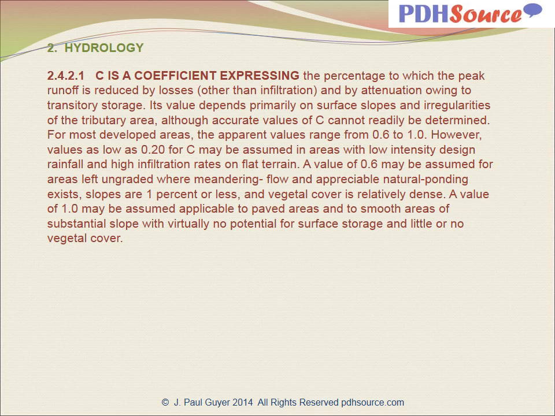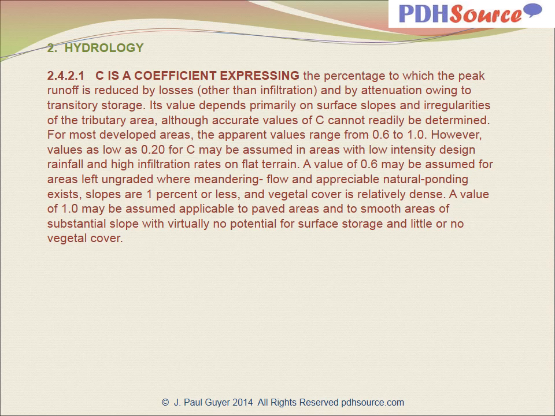Its value depends primarily on surface slopes and irregularities of the tributary area, although the accurate values of C cannot readily be determined. For most developed areas, the apparent values range from 0.6 to 1.0. However, values as low as 0.2 for C may be assumed in areas with low intensity design rainfall and high infiltration rates on flat terrain.